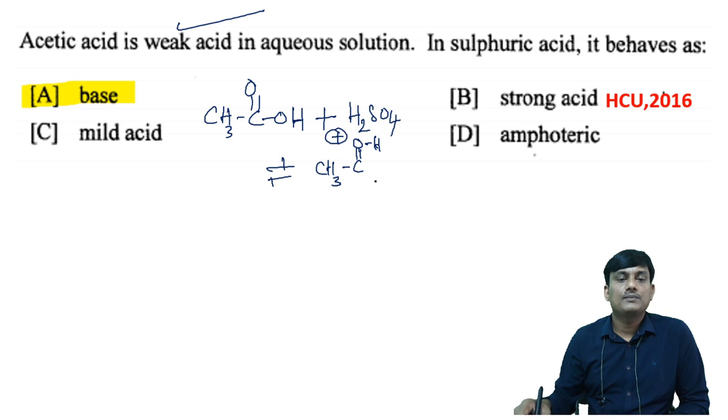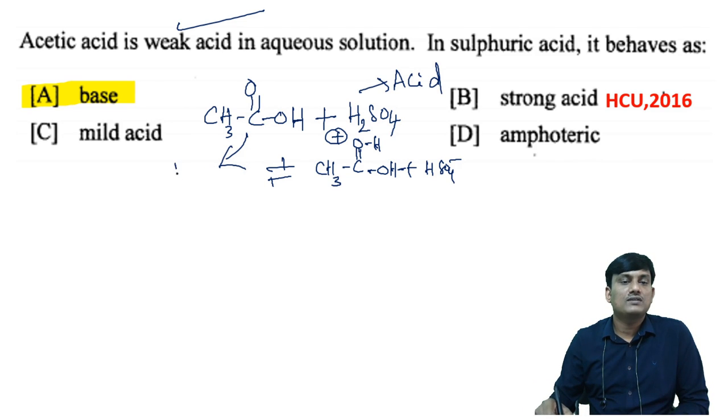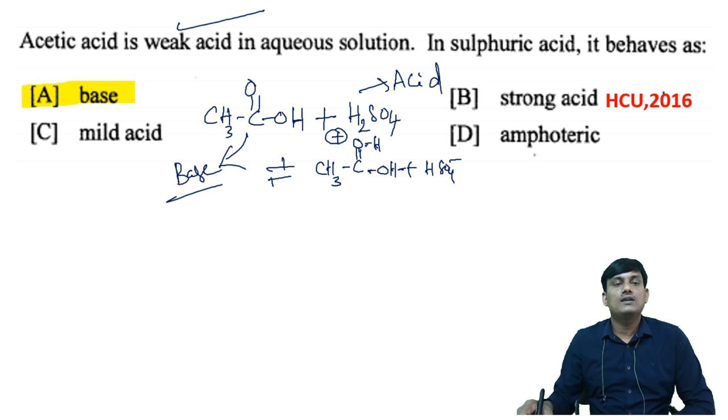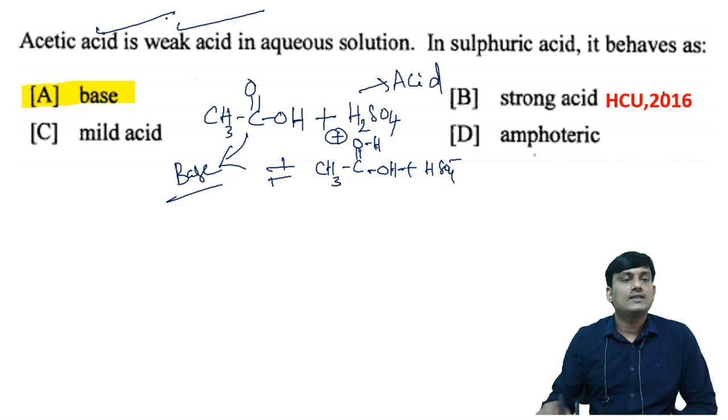CH3COOH2 plus and HSO4 minus. So this one donates H plus, so it's an acid. This one accepts H plus, an H plus acceptor, so it's a base. In presence of strong acid, weak acid will behave as base. So weak acid, acetic acid will be a base.